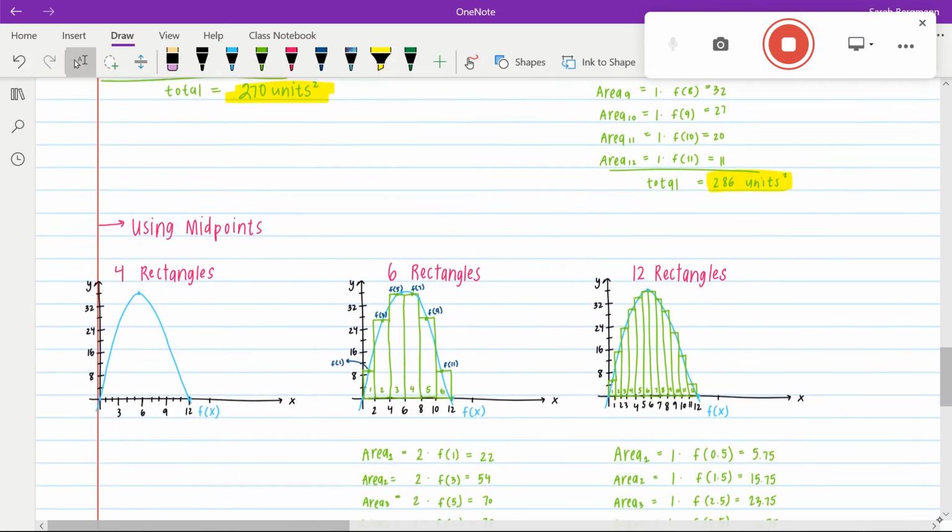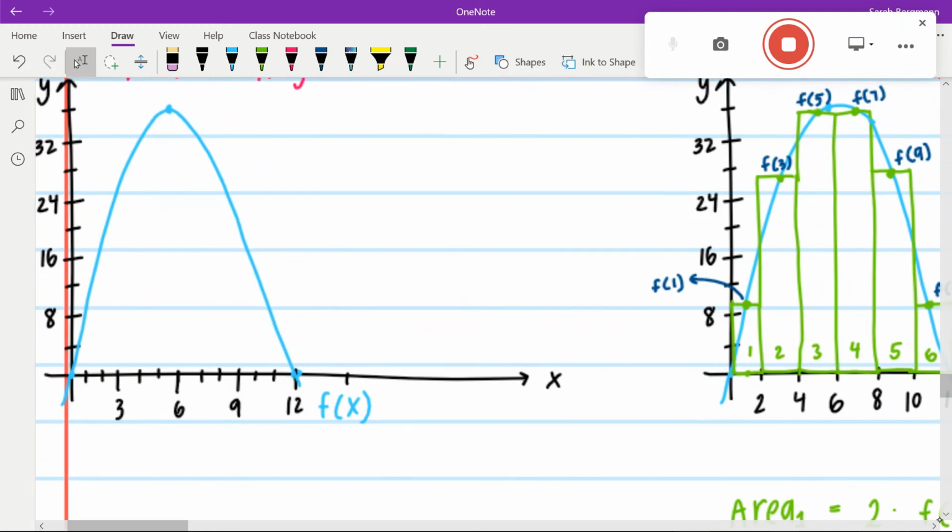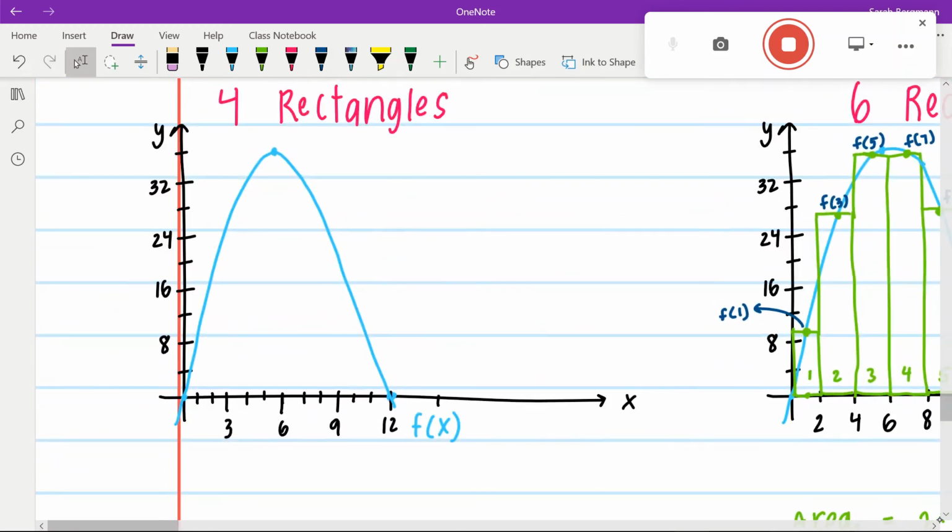Next, let's use midpoints. This one is not as common, but it still sometimes does ask you to use midpoints. So let's think about the midpoints here. Our first section goes from 0 to 3. The midpoint of 0 to 3, if you need a quick refresher, midpoint is kind of like average. It's equal to x plus x divided by 2. So 3 plus 0 divided by 2, the average of 0 and 3 is 1.5.